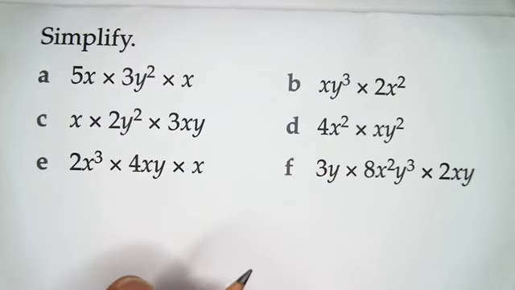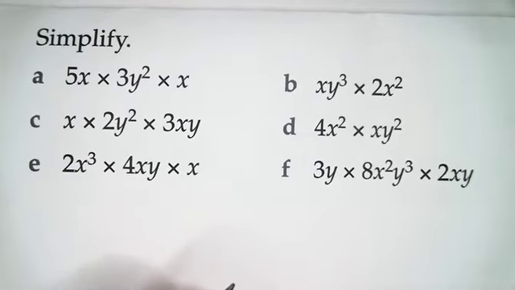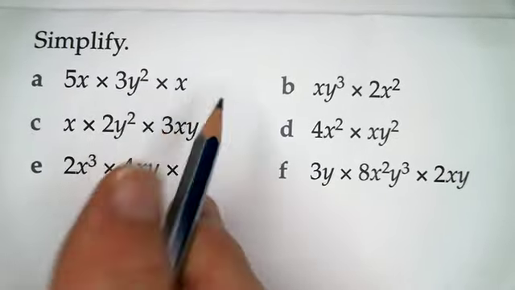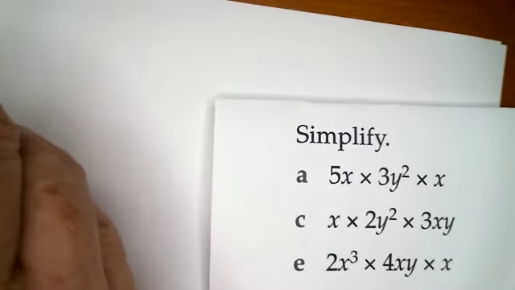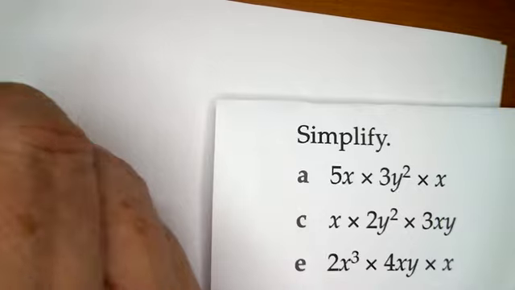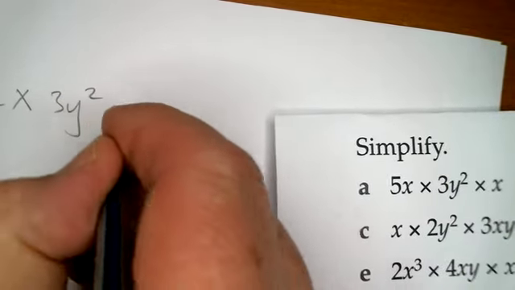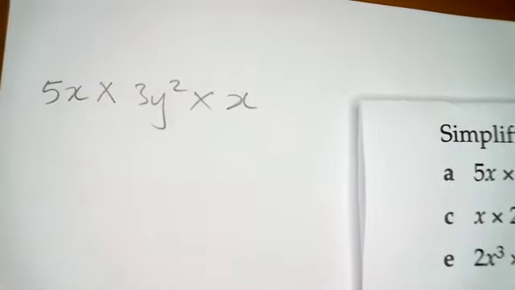Next, we're going to simplify the multiplication of algebraic expressions. So I'm going to start off with A. I'll restate the problem. Here it is. It's going to be 5x times 3y squared times x.